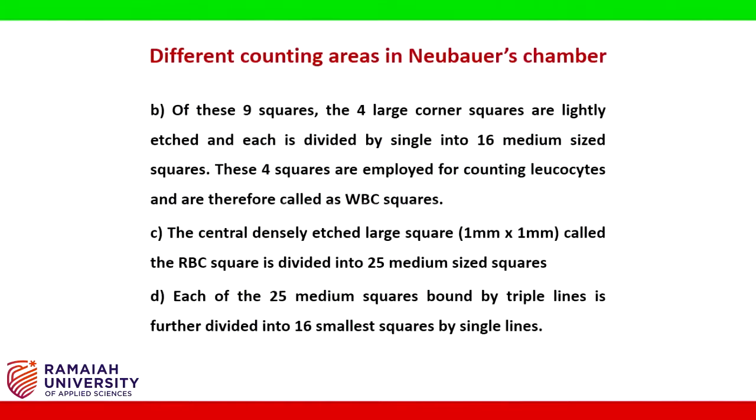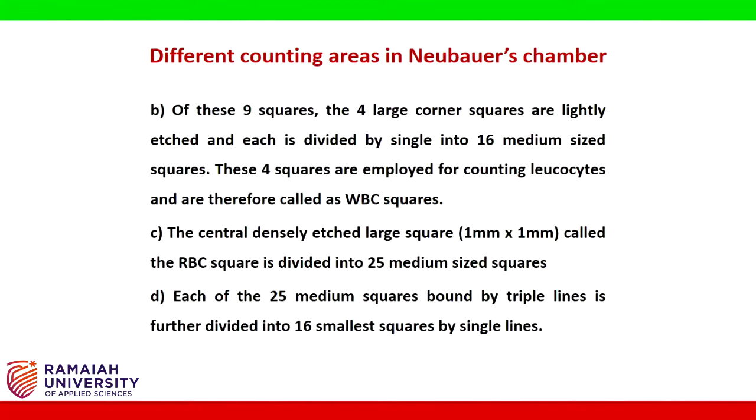Different counting areas in Neubauer's chamber. Of these 9 squares, the 4 large corner squares are lightly etched and each is divided by single line into 16 medium sized squares. These 4 squares are employed for counting leukocytes and are therefore called as WBC squares.